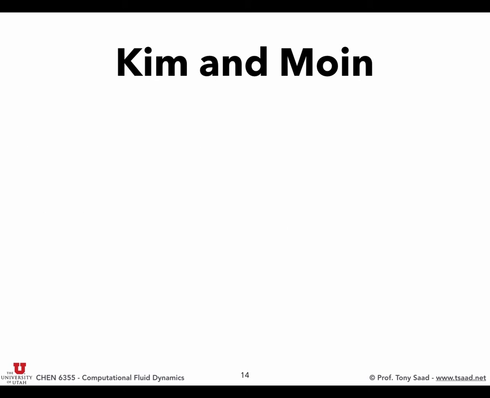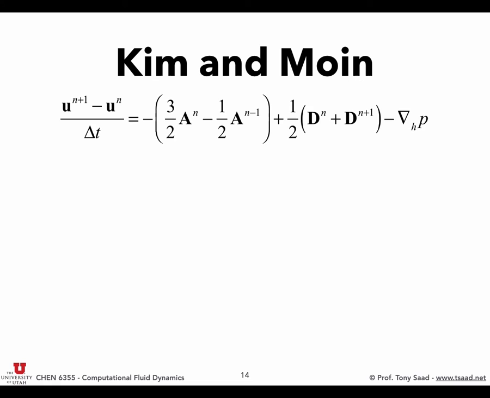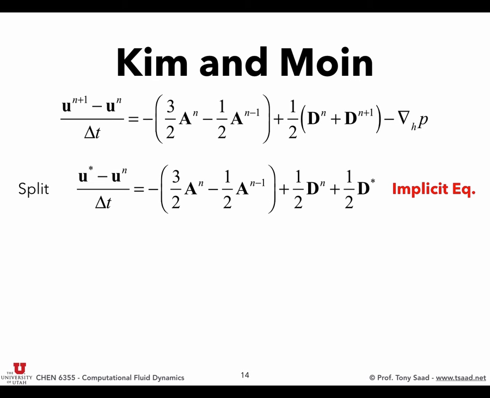Another popular method is the one by Kim and Moin. So it takes the same form as the Adams-Bashforth, Crank-Nicolson, okay? But the splitting is different now, okay? The way they do the splitting is they keep the advective terms, they keep d^n, but then they use d star. So this equation is implicit now, in this case, okay? Remember, we're using this to solve for u star. So they made the u star equation implicit, okay? And then we follow as usual.